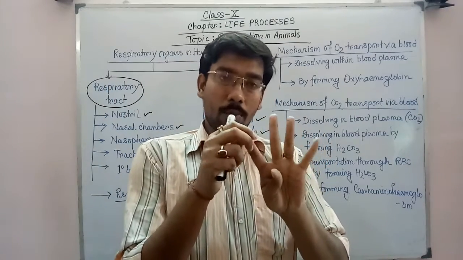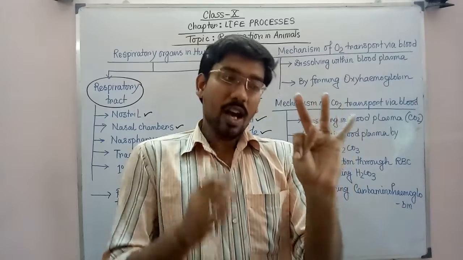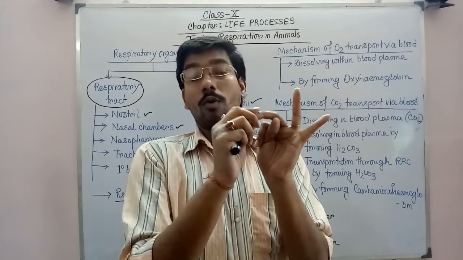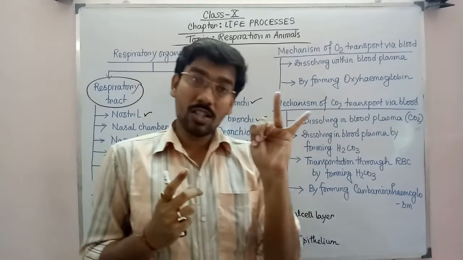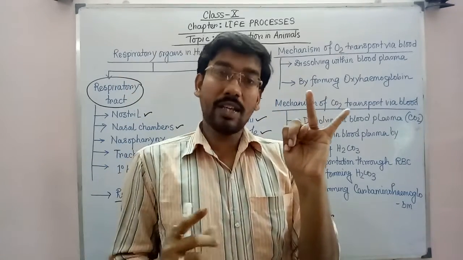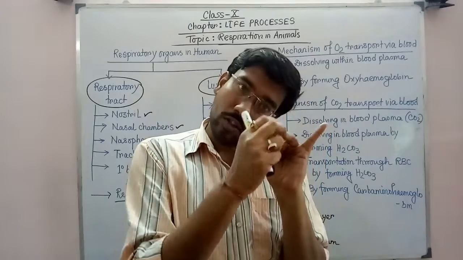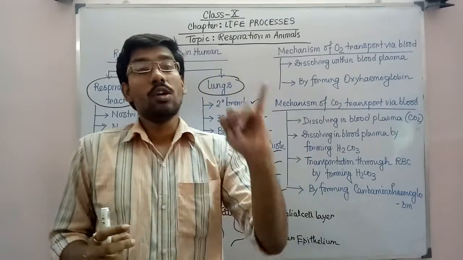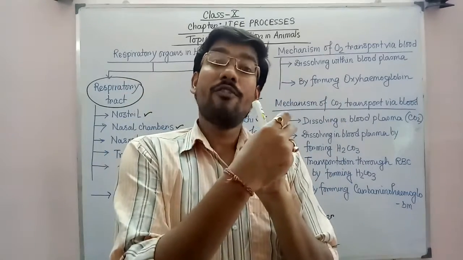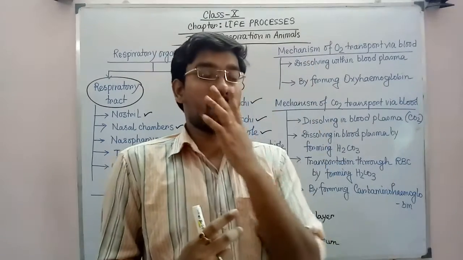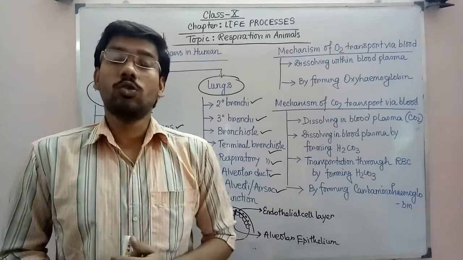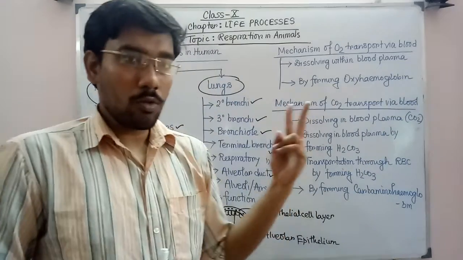Carbon dioxide can pass through the blood plasma in the form of carbon dioxide only. Carbon dioxide can pass through blood plasma in the form of H2CO3 by reacting with water. Carbon dioxide can pass through the hemoglobin of the RBC by forming H2CO3, and carbon dioxide can pass through the hemoglobin of the RBC by forming carbaminohemoglobin. So in these 4 different ways carbon dioxide is transported from the body tissue to the lung. And for oxygen, only 2, as I have already told.